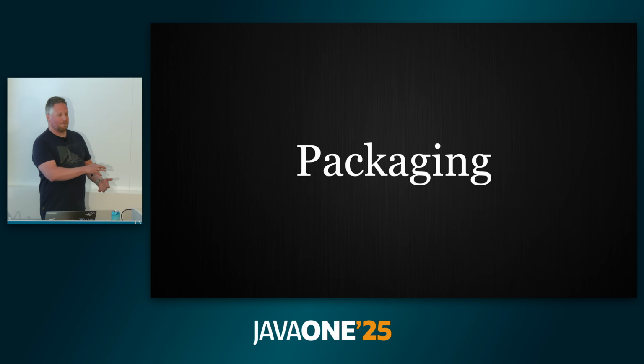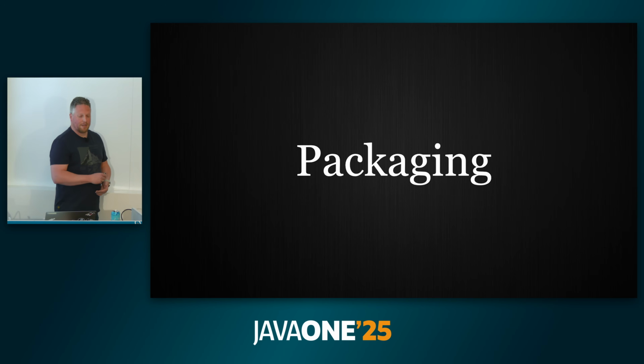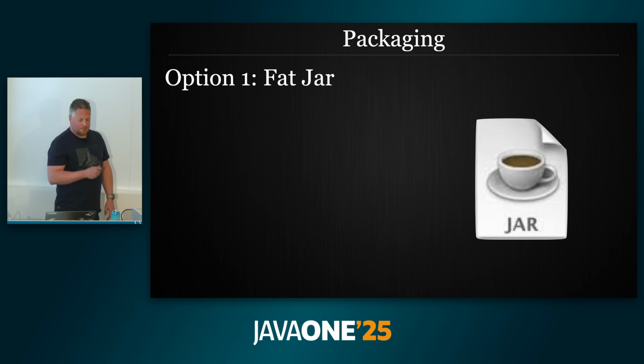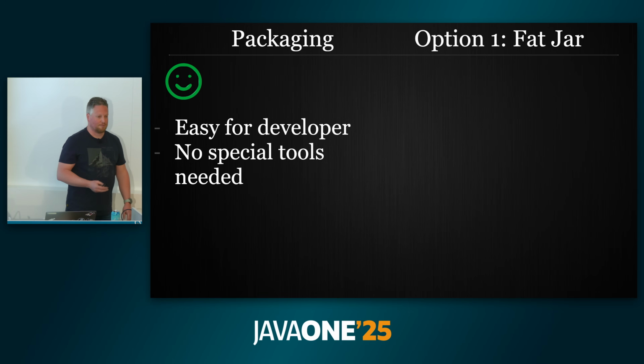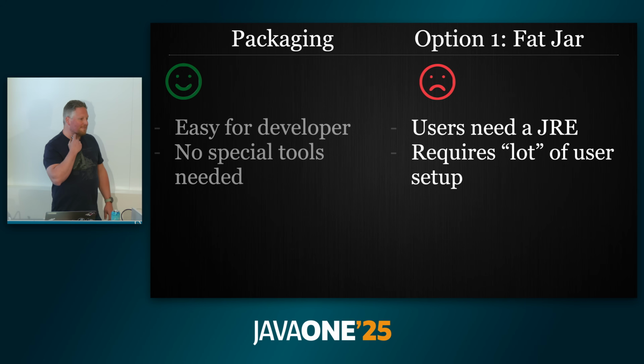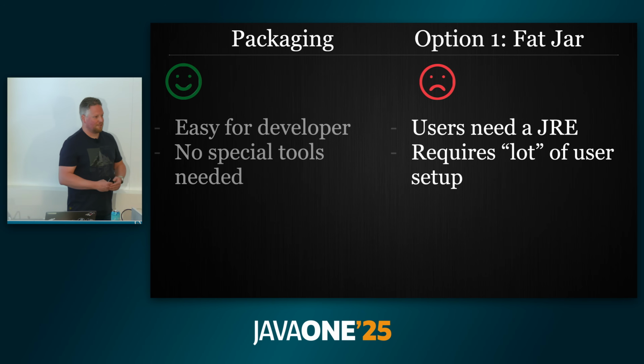But we want to package our application and get it to the clients or the customers, or in this case the other developers that want to use my Hello World application. So what options do we have? Well, first off, we can just create a fat jar. That's easy. It's easy for the developers. It's just a Maven plugin that you can run, so no special tools needed. However, the people that are running the fat jar need to set up the JRE or a JDK or, well, JRE is good enough. So this is usually a step too far for most unfamiliar users.